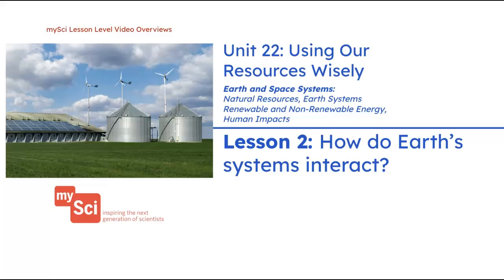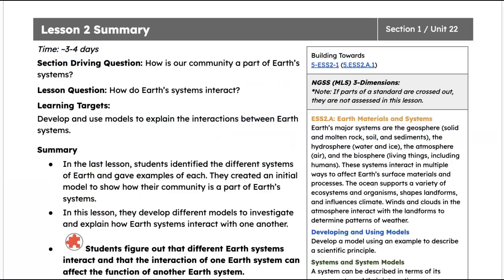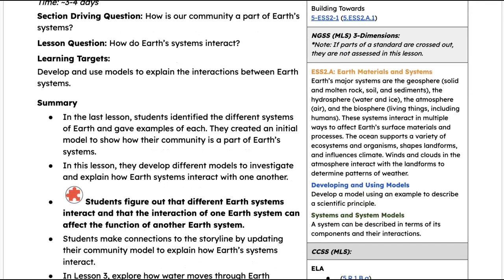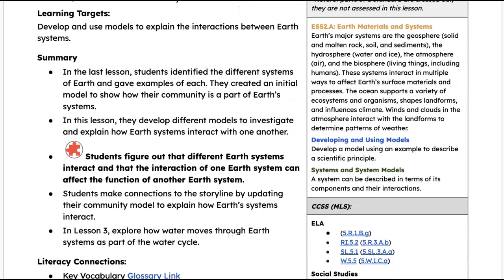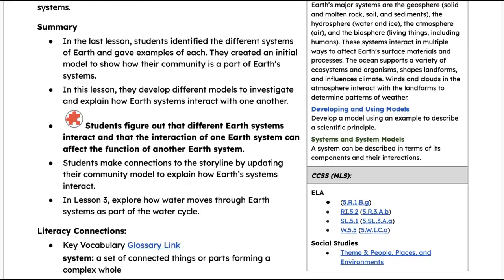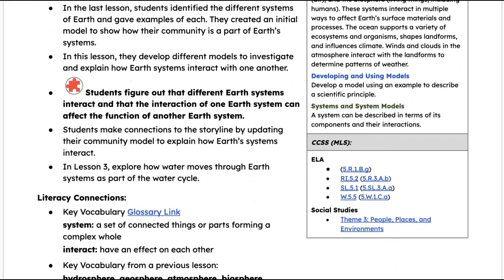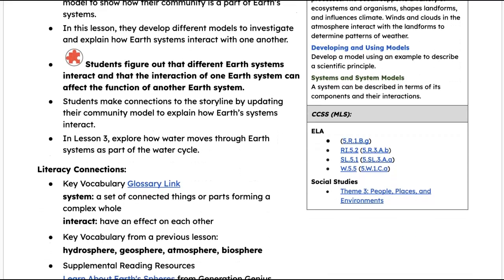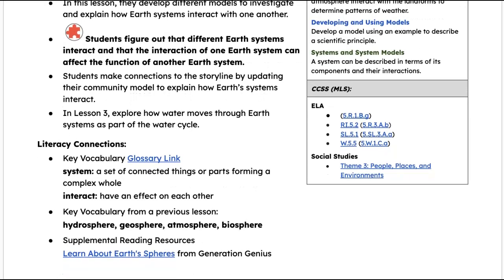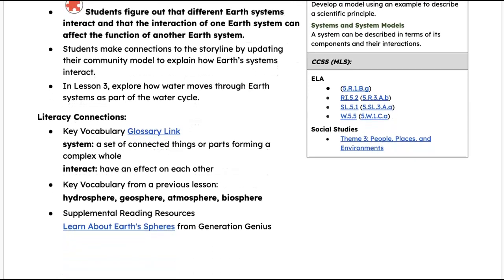Students make connections to the storyline by updating their community model to explain how Earth systems interact. There are several opportunities for ELA and social studies cross-curricular connections throughout the lesson. You can look for specific standard connections in the Unit 22 Teacher Guide. This lesson will take approximately 3 to 4 days to complete.